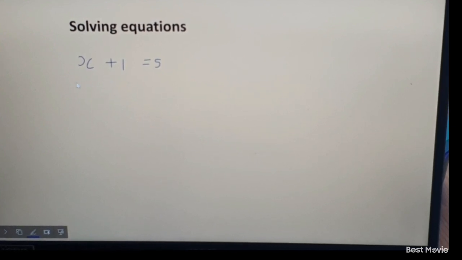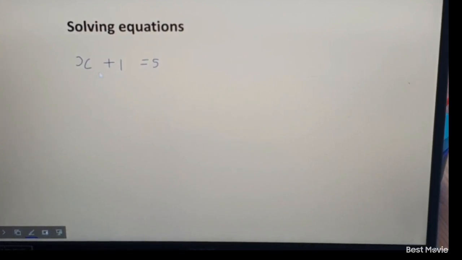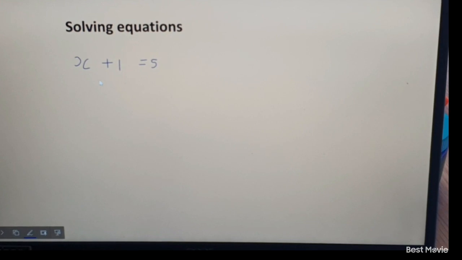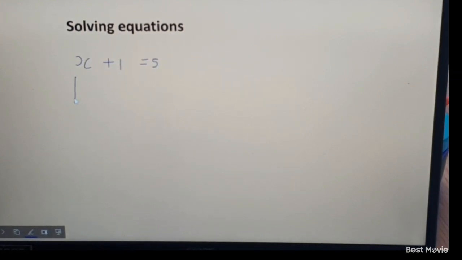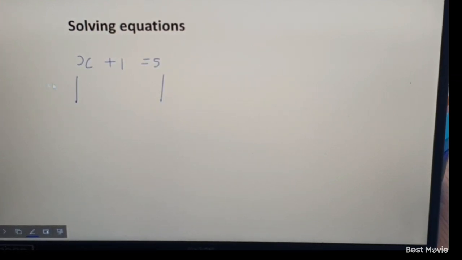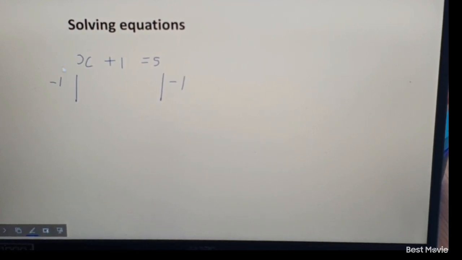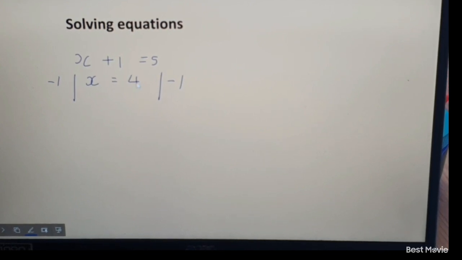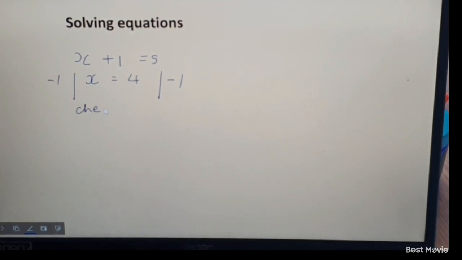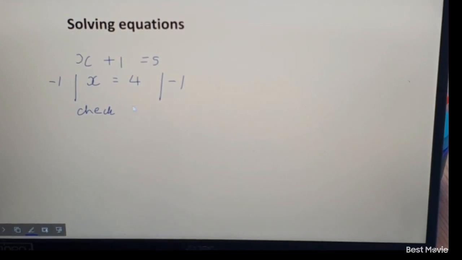Okay, so the first example is x add 1 is equal to 5. You're looking at x plus 1. The inverse of plus 1 is take away 1. So whatever you do to one side, you have to do exactly the same to the other side. So x plus 1 take away 1 is equal to x. 5 take away 1 is equal to 4. And you check that this makes sense. 4 plus 1 is equal to 5, so that works.